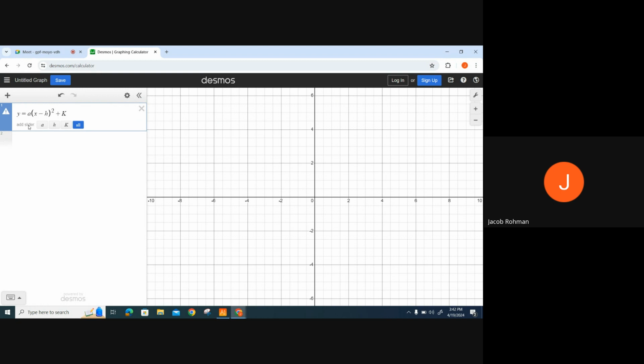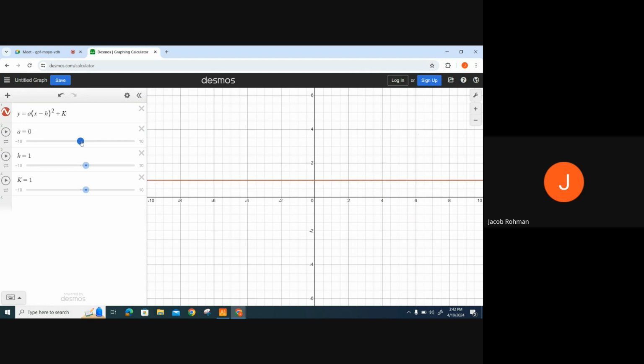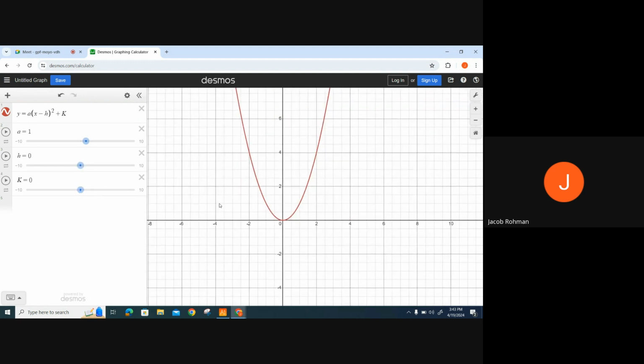And it says add slider here, a, h, k. We're going to select all. Now, I'm going to go ahead and put a is 1 to start with. I'm going to put h is 0 and k is 0. So this function that you see right here in red, that is the parent function, and it's the same as y equals x squared. If you notice, that black one just replaced that red one.